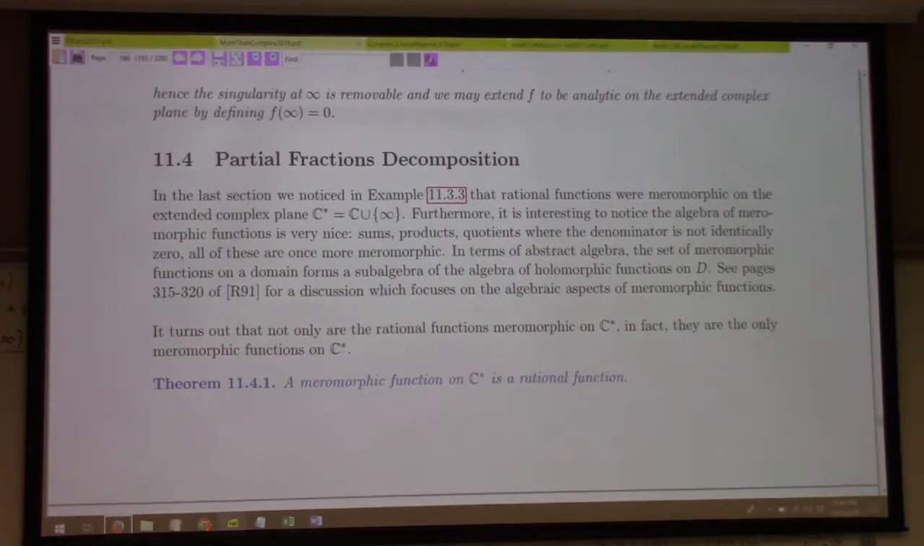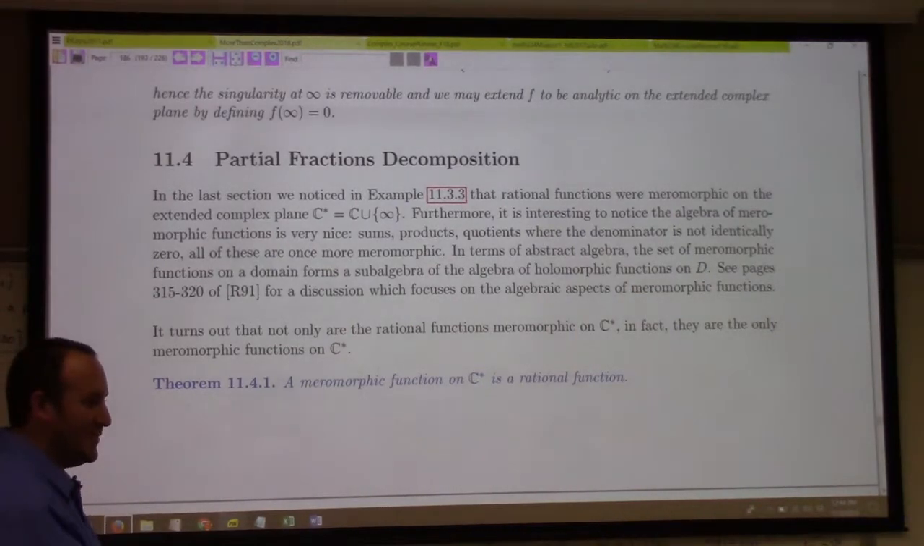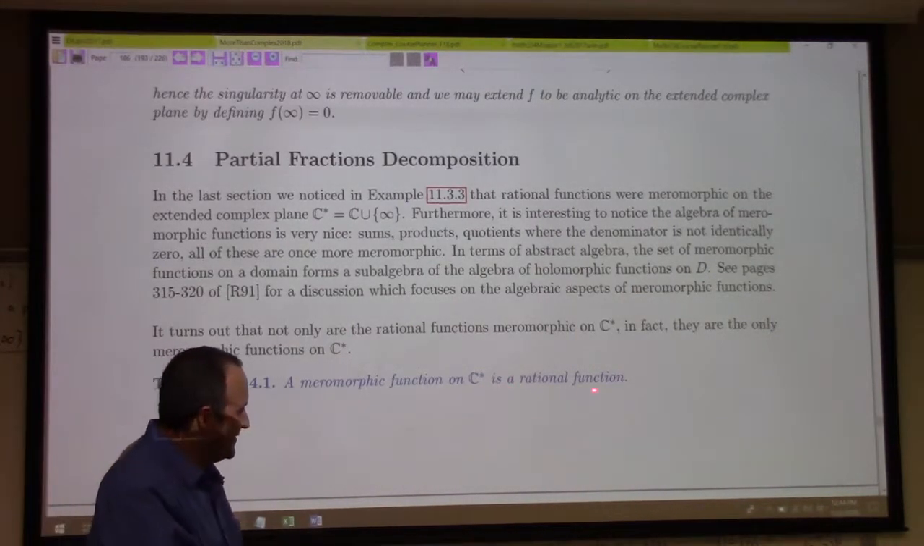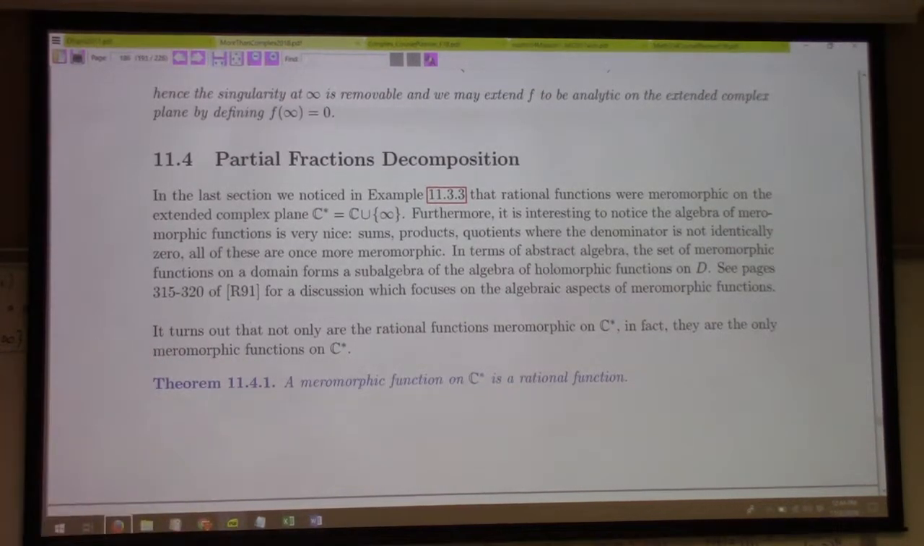11.4 really doesn't have much new in it. The main argument in here that's interesting is what Sam was claiming at the start of class, namely that, although not exactly in this language, but it's essentially logically equivalent, a meromorphic function on the extended complex plane is a rational function. We have already shown that a rational function is meromorphic. So all that's left to prove in this theorem is that meromorphic implies rational. The way this is proved is really neat. Let's look at it.